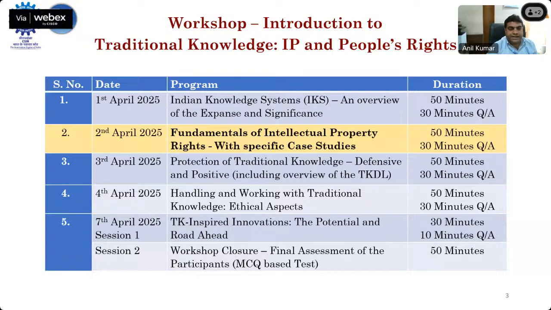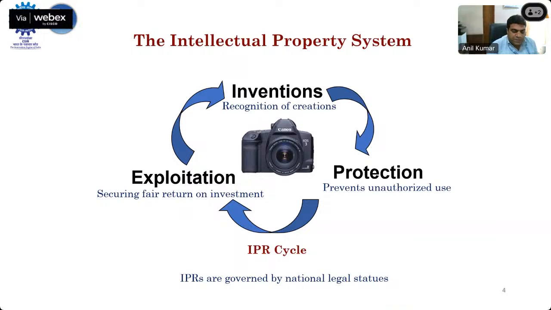So when we talk about the intellectual property rights system, it basically talks about the recognition of intellectual creations and preventing their unauthorized use. It basically talks about the recognition, protection, and securing fair return of investment on the intellectual creations being made. These intellectual creations can be literary works, they can be inventions, they can be different kinds of items being created by the skill of an intellectual, which requires protection under different national legal statutes.